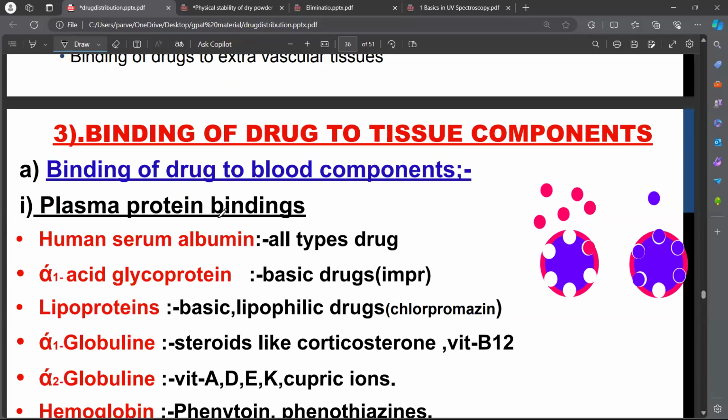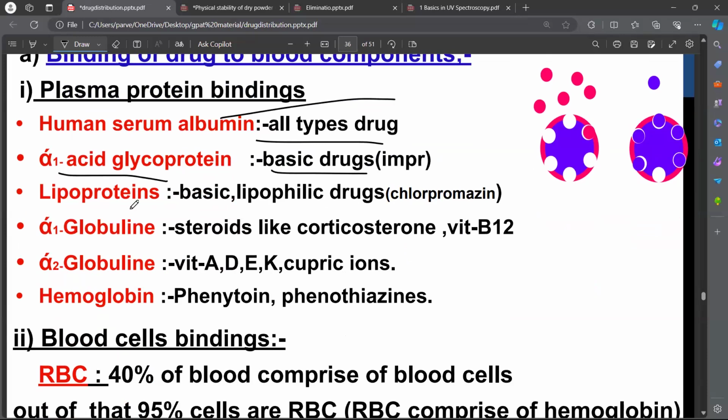So basically, plasma protein binding: human serum albumin binds mainly all types of drugs, basically the acidic drugs. Alpha 1 acid glycoprotein binds to the basic drugs. Lipoproteins bind to basic and lipophilic drugs like promazine. Alpha 1 globulin binds to steroids like cortisone, and vitamin B12. Alpha 2 globulin binds to vitamin A, D, E, and cupric ions, and hemoglobin.